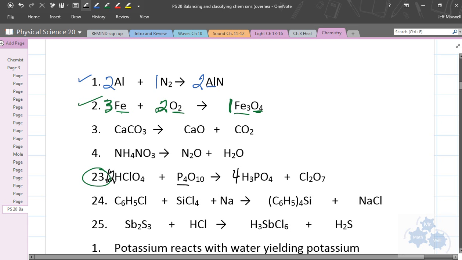But it also affects chlorine and oxygen. So oxygens are all over the place, so let's just save those. What about chlorine? I've got 12 chlorines now. If I go to the other side, is there any way I can get 12 chlorines from here? Yeah, times 6. Okay. So now the hydrogens and chlorines and the phosphorus should be all balanced out. Let's check the oxygens.